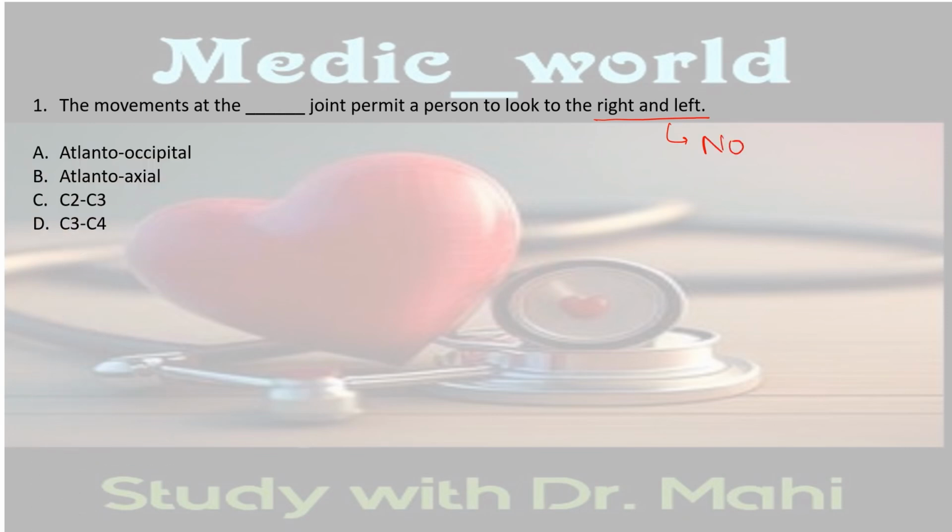Let's see the options. The first option is atlanto-occipital joint. It is used for the yes movement or moving the head up or down. So it is not the answer. Now the next option is atlanto-axial joint. It is used for the no movement or right or left movement of the head. So the answer to this question is option B.